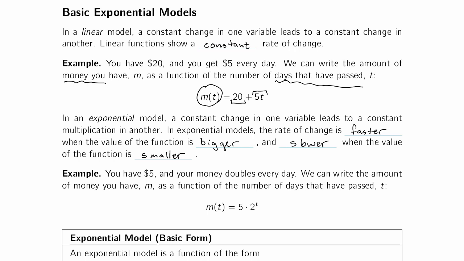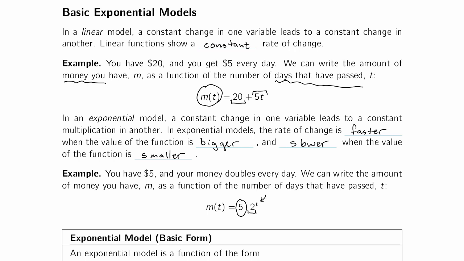So for example, if you start with $5 and you double your money every day, that's an exponential model. The more money you have, the more money you get if you double it. We can write this function where you have $5 and your money doubles every day as, well, we started with 5, then double means multiply by 2. So we multiply by 2 over and over again every day for t days. So the amount of money you have after t days is 5 times 2 multiplied by itself t times. So 5 times 2 to the t.